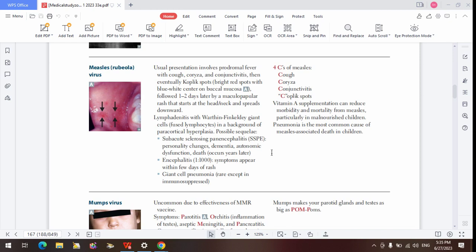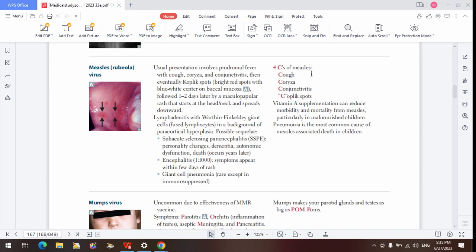So please, you guys should not forget that the rash comes after the fever. That's the most important thing. And the fever causing convulsion. Once you see a child convulsing and temperature is like 40, you want to think about roseola, HHV 6 and 7. So rubeola is the third guy.